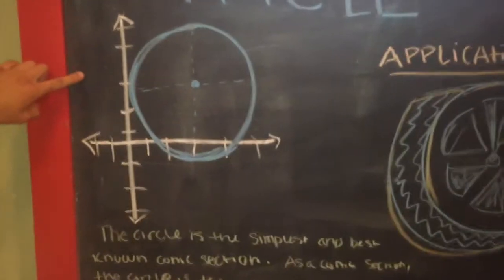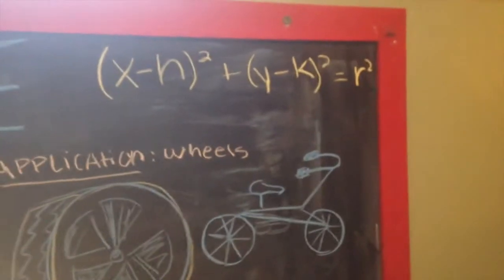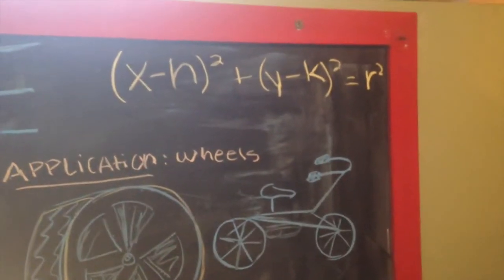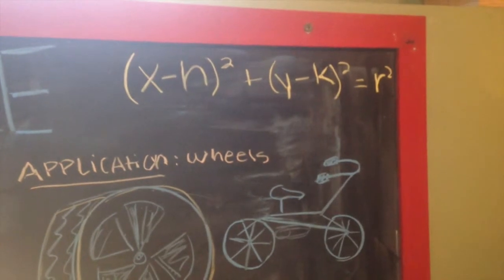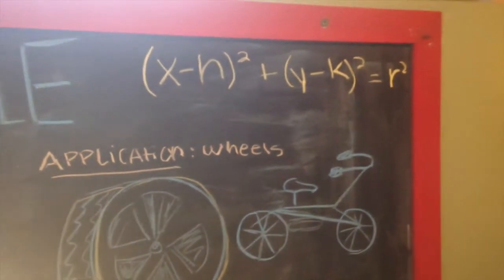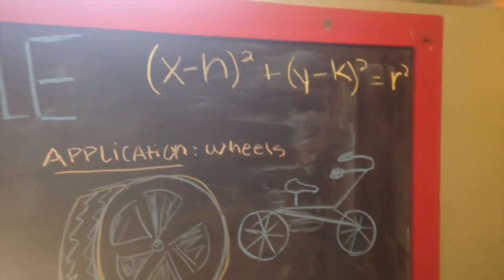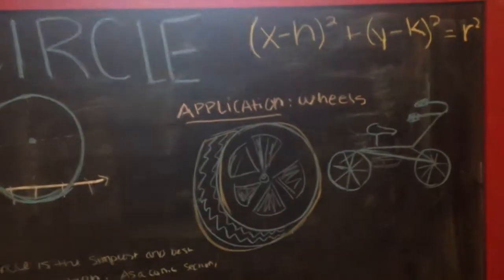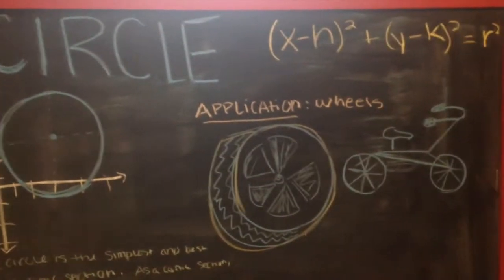Here is a graph of a circle, and the formula for a circle is (x minus h) squared plus (y minus k) squared equals r squared. H and k are the center for a circle, and the radius is the square root of r squared.